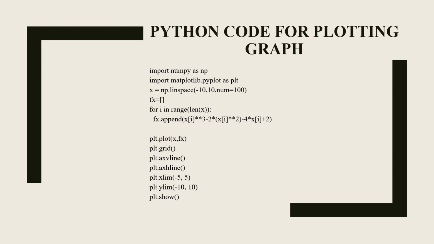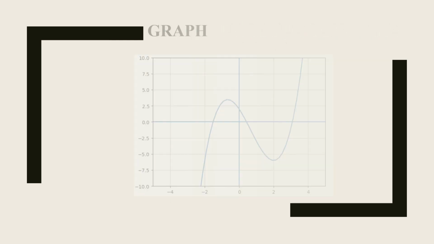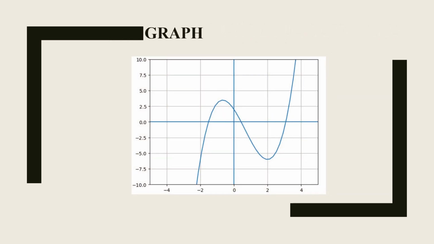Python code for plotting the graph. This is the code for plotting the given objective function. The graph of the objective function looks like this. If we see here, the maxima is around minus 0.67 and the minimum is around 2.